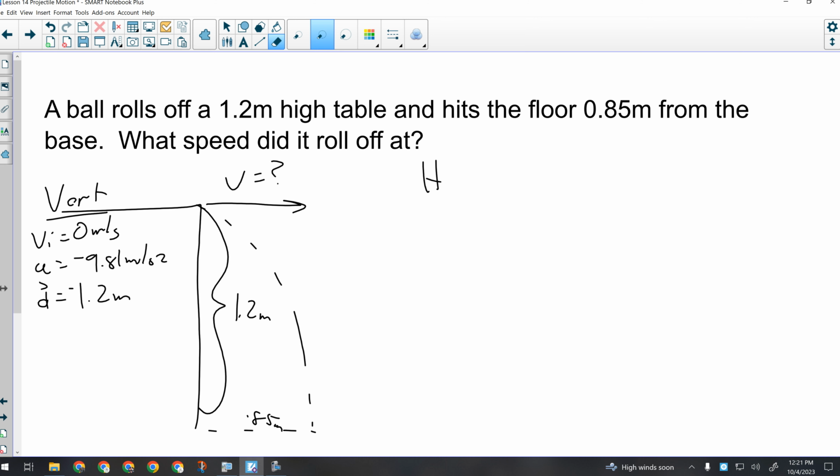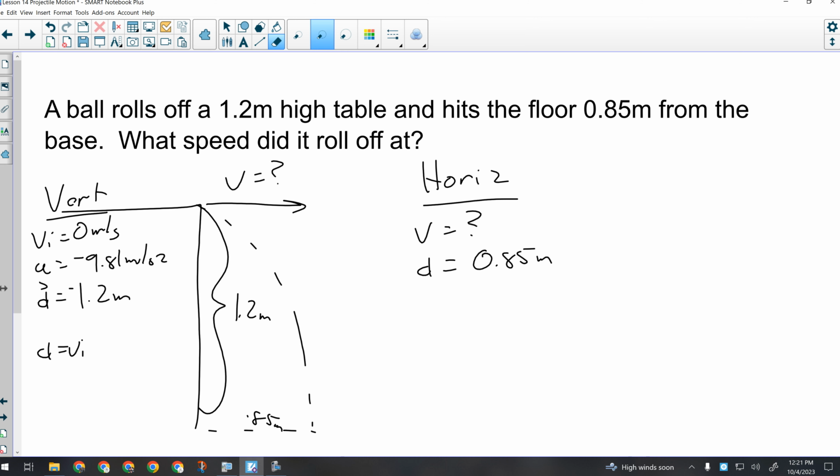Okay, horizontally, we are being asked to calculate the speed, and we know the distance traveled, 0.85 meters. Okay, and that's all we know. If I want to get V, what do I need? Time, okay, which is like what we always have to calculate in a projectile motion problem. All right, so can I find time with the vertical information? I have to, right? I don't have enough information with the horizontal to get it.